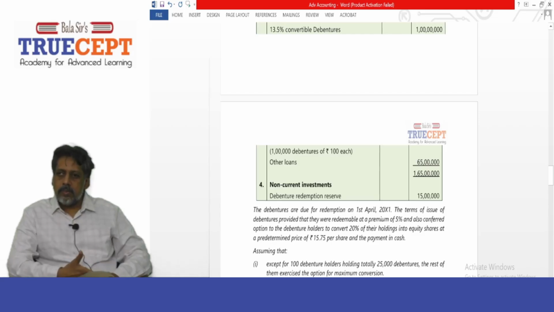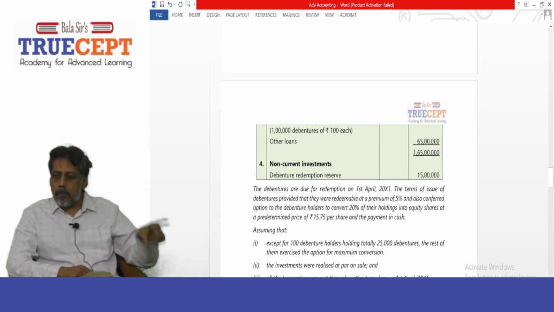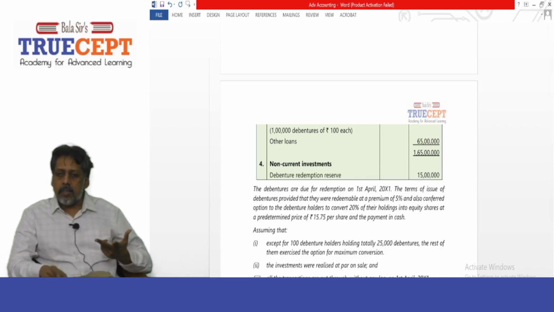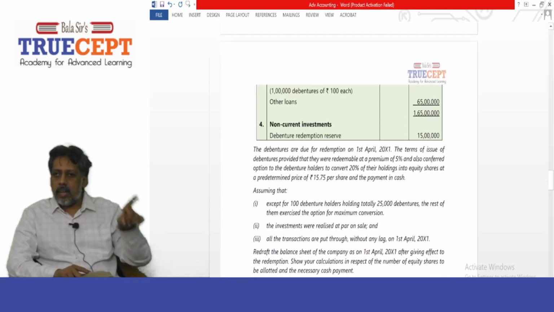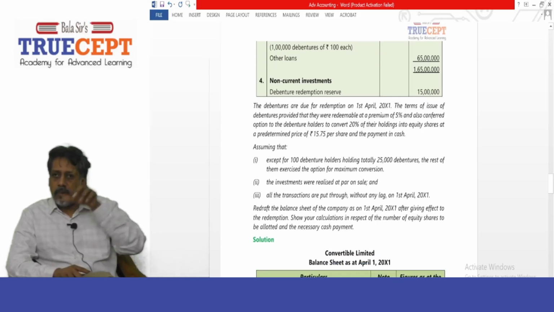Next. Other loans, 65 lakh. Other loans are rupees 65 lakh. Next. Under non-current investments, we have debenture redemption reserve investment, 15 lakh. That is nothing but 15% of rupees 1 crore, which is 15 lakh, the amount to be invested in specified securities as a debenture redemption reserve investment.